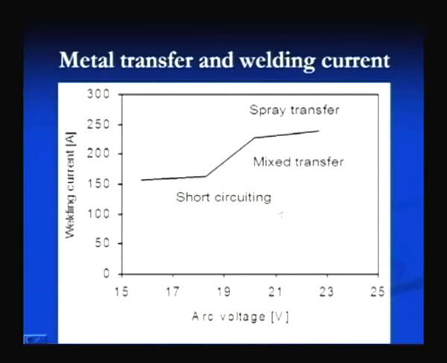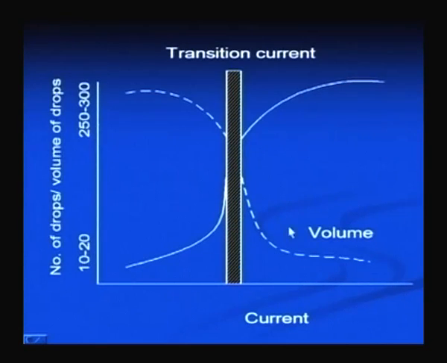Here spray metal transfer and welding conditions are closely related. When the current is low, we get short circuiting metal transfer. In a certain medium range it is mixed transfer, and on the higher current side it is spray transfer. The transition from globular transfer to spray transfer occurs over a range of current, and the approximate value of current above which the spray mode of transfer is observed is known as the transition current.